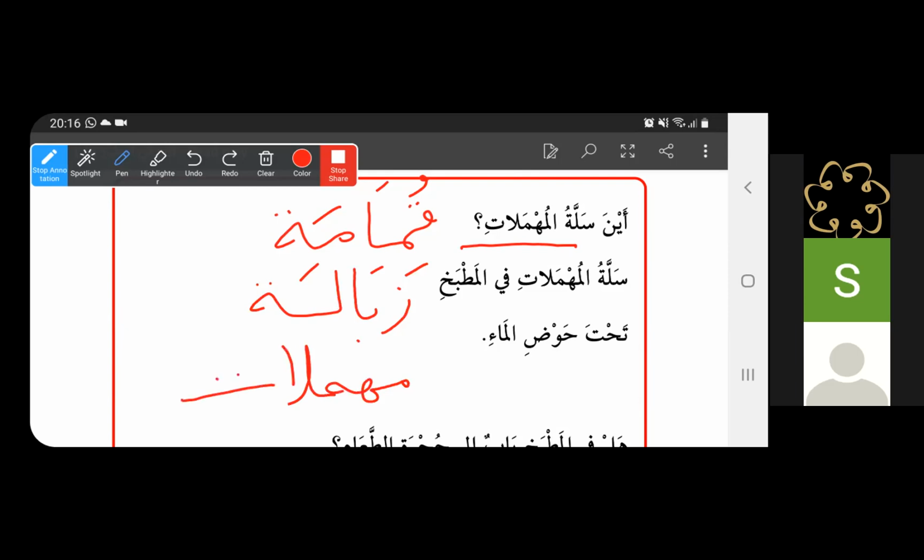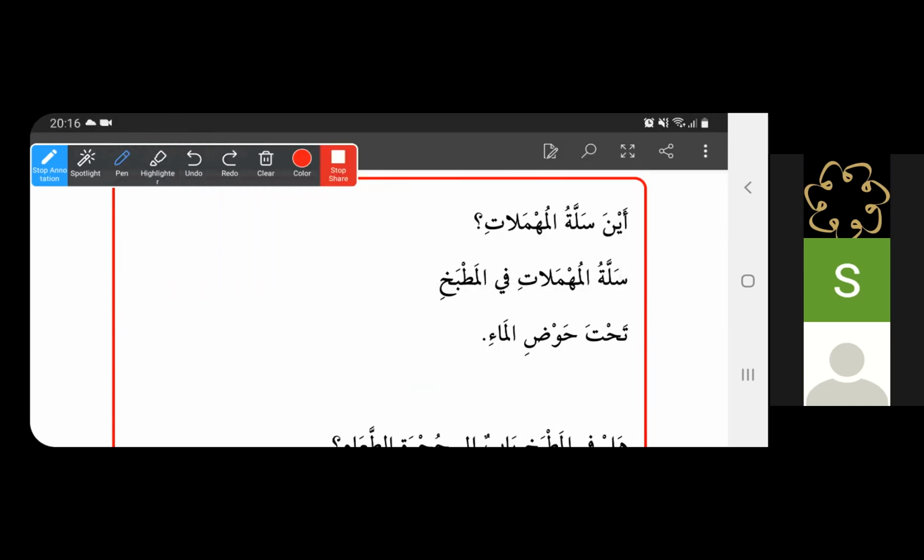مهملات, زبالة, قمامة. زبالة is the very, very slang word. Even when someone is angry with another one, they say ما هذه الزبالة? What's that dirt? طيب. قمامة. We can even say like سلة الفواكه, fruits. Yeah, if you remove مهملات, سلة الفواكه is the fruit basket. سلة الخضار. تمام. Vegetables.